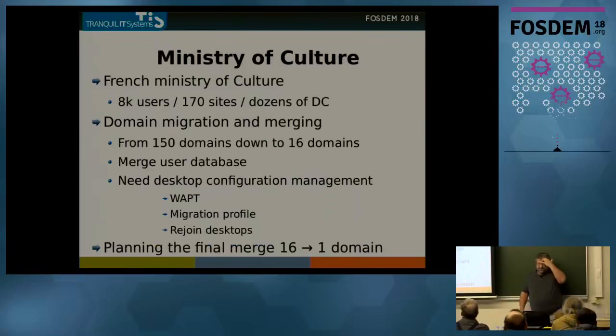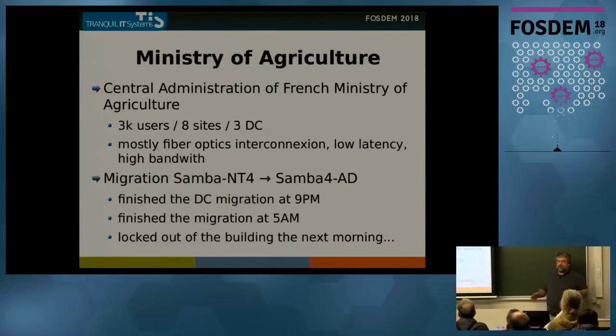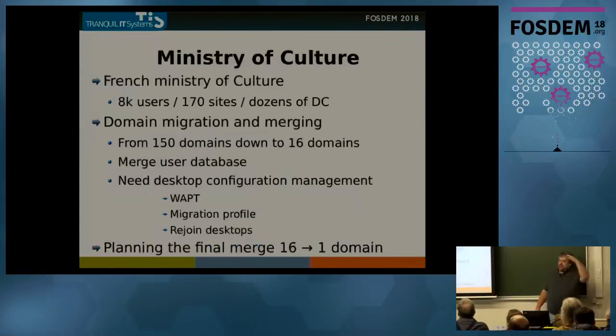So another more recent example, the Ministry of Culture in France, is 8,000 users. For this one, it's only the central administration, so it's only the Paris offices and stuff like that. It's not the regional ones, so it's only a few sites. It's not so big. But for the Ministry of Culture, it's the whole network with all the regional offices. So it's 8,000 users on 170 sites, both in France and in the islands.